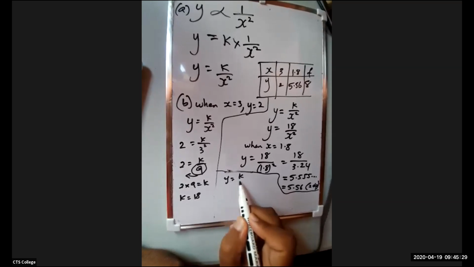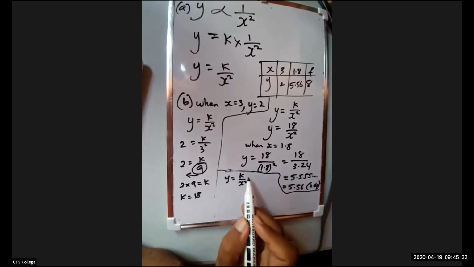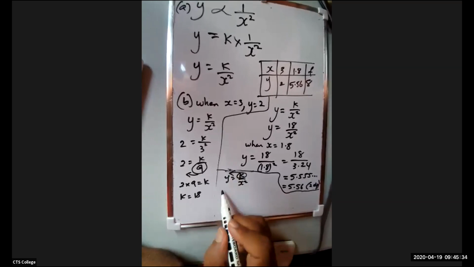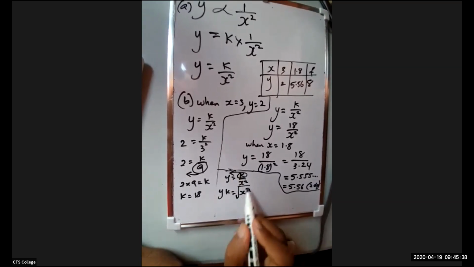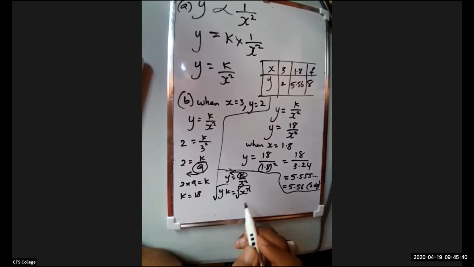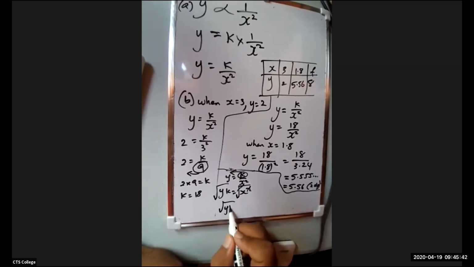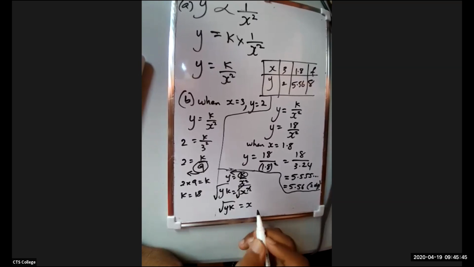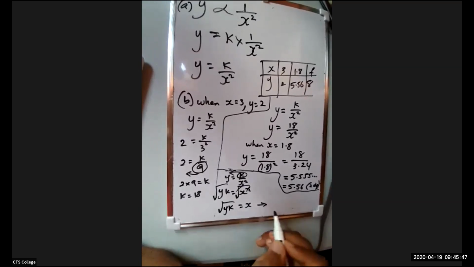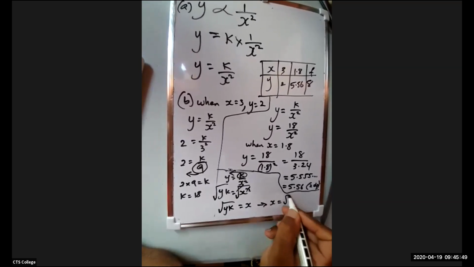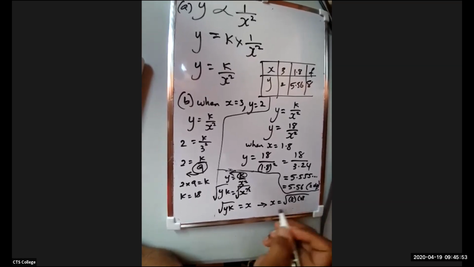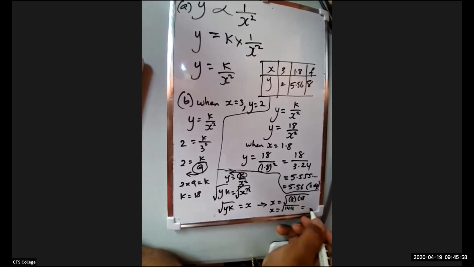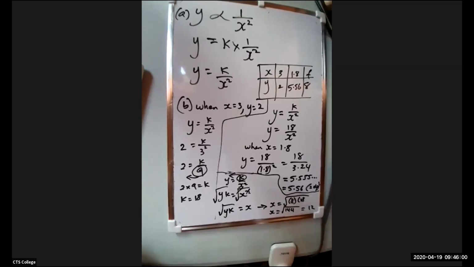Y is equal to K over X squared. We don't want this, we just want X. So this goes across here. Y by K gives us YK, which is equal to X squared. We don't want this, we want the square root. This cancels with that. Square root of YK is equal to X. So let's just go here. X is equal to 8 by 18. X is equal to 144. Of course, the square root of 144 is 12. So yeah.